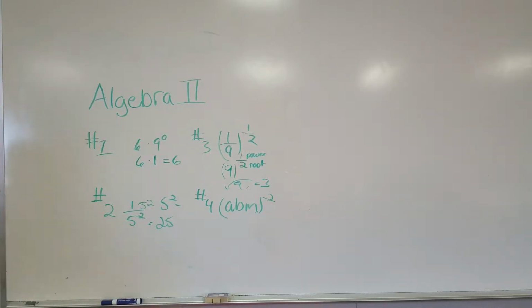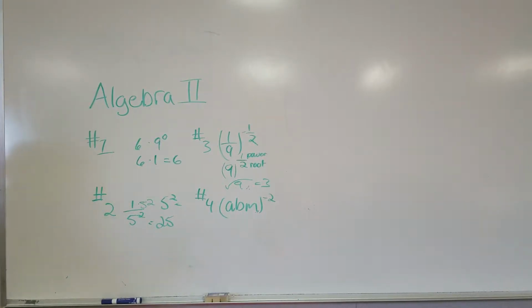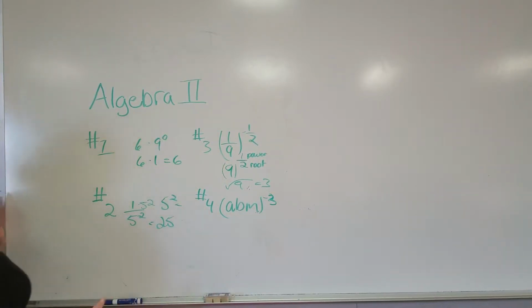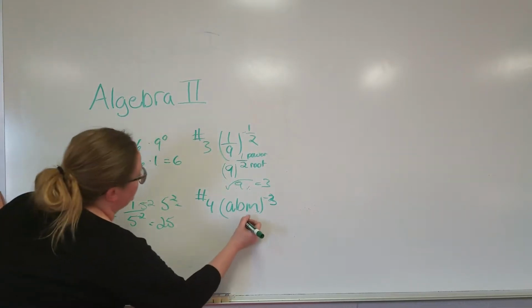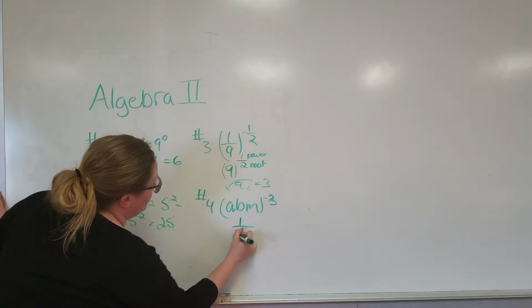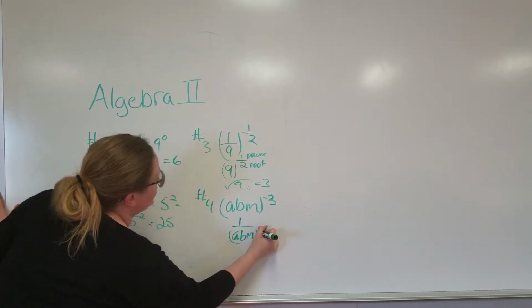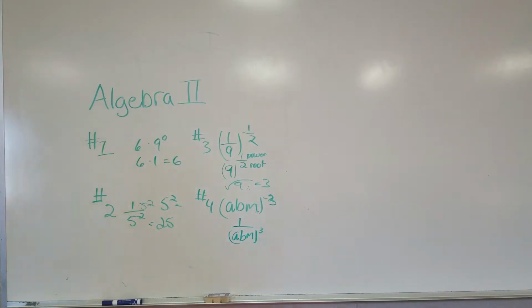All right, and then number 4, this is ABM in parentheses to the power of negative 2. So that means all 3 of them are to the power of negative, actually 3, not 2. Negative 3. So you just have to invert it. Right now it's in the numerator of the fraction. So you're just going to move all 3, A, B, M, and you might as well just leave them all in this parenthesis and say they're all to the power of 3.